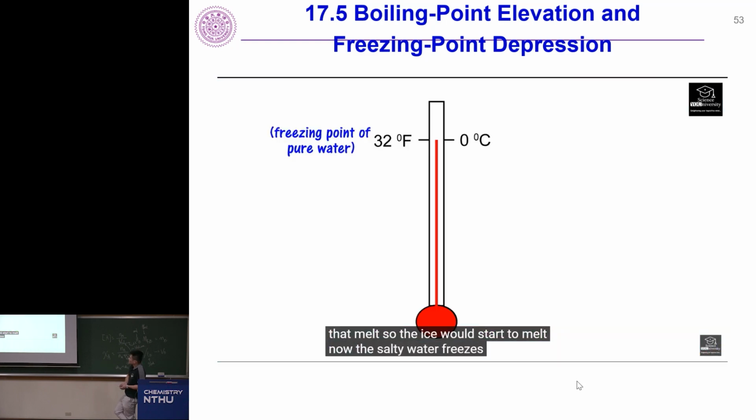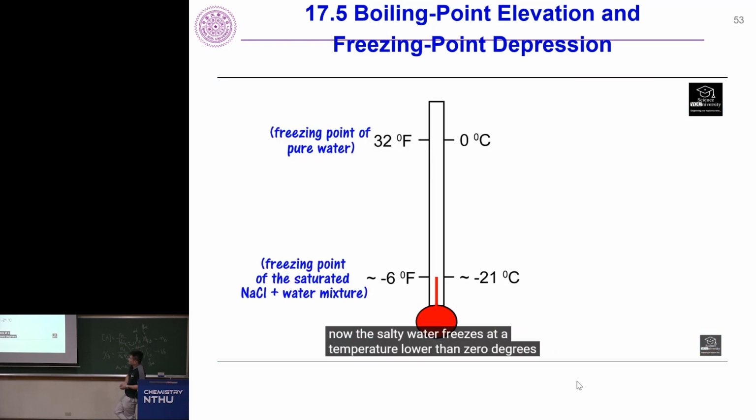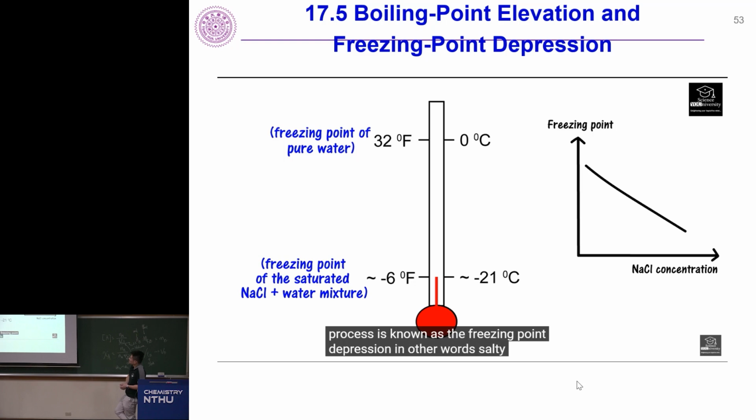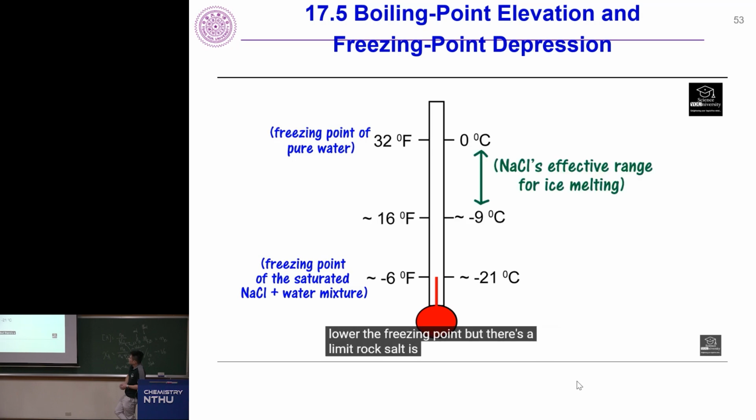Now, the salty water freezes at a temperature lower than 0 degrees Celsius or 32 degrees Fahrenheit. This process is known as freezing point depression. In other words, salty water has a lower freezing point compared to pure water. The higher the salt concentration, the lower the freezing point. But there's a limit. Rock salt is not effective below minus 9 degrees Celsius or 16 degrees Fahrenheit.